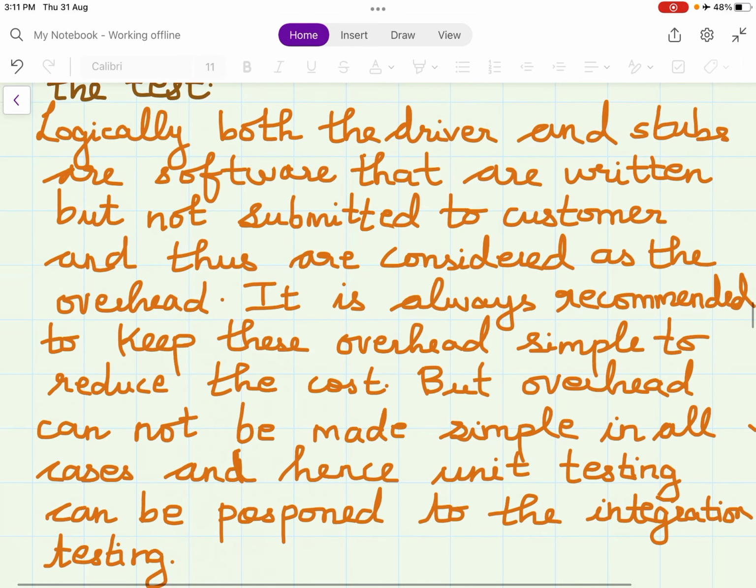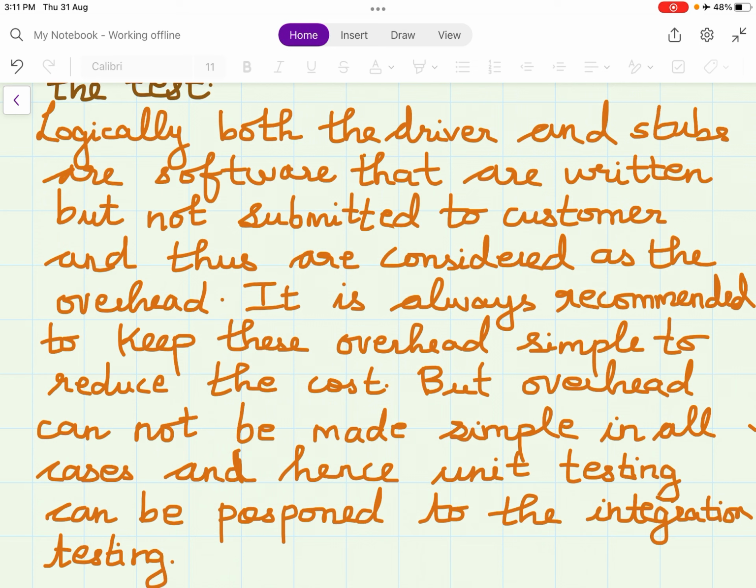Logically, both the drivers and the stubs are software that is written but not submitted to the customer, and thus is considered overhead. So these are written but not submitted to the customer, so they are said to be overhead. You need to eliminate this overhead. It is always recommended to keep these overheads simple to reduce the cost. So overhead is a disadvantage. Stubs are actually a disadvantage because they increase the overhead. So what is recommended? Keep the overhead simple to reduce the cost.